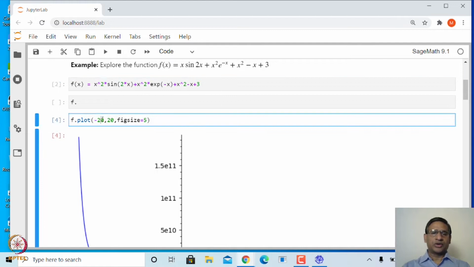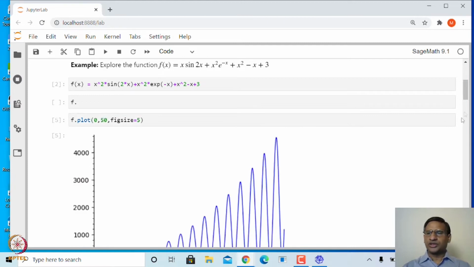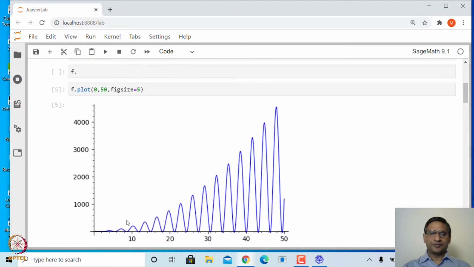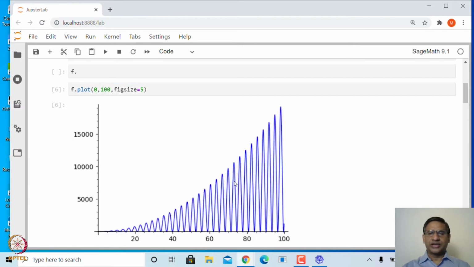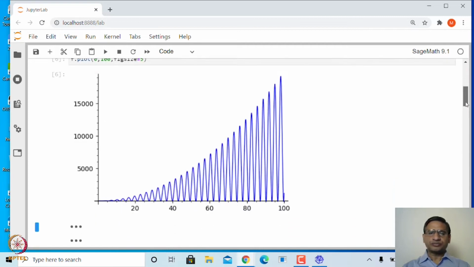So, if I plot between 0 and let us say 50, then what you see is this function is increasing. And if instead of 50, let us put 100, this is what you get. So, again this function is increasing, but not with that high speed.